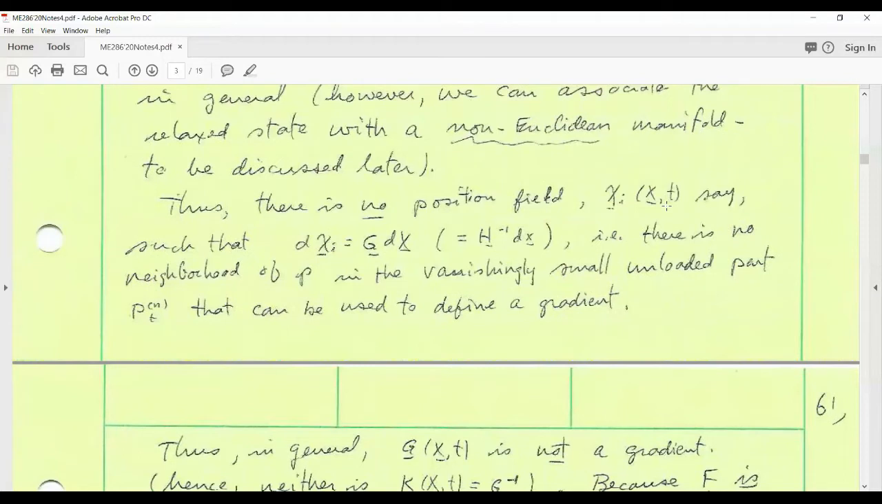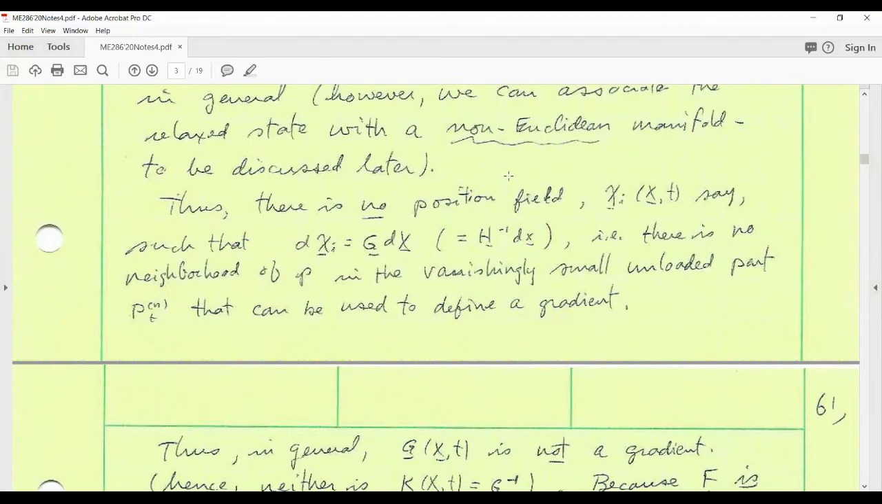So, having relaxed, having chopped up the body into a million pieces, let's say, there's no longer a position field in the body, right?